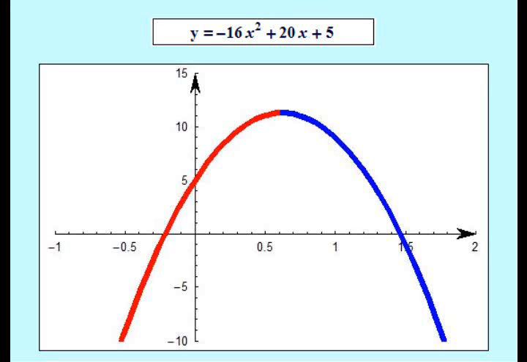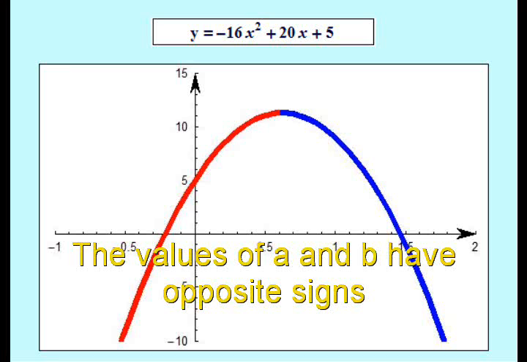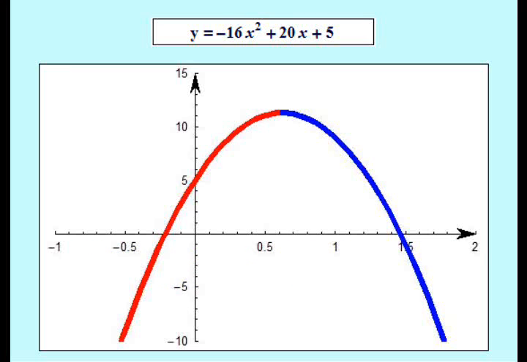Okay, looking back at the parabola, we know that it is concave down because the a value is less than 0. We also know that it shifts to the right because the values of a and b have opposite signs. That's about it for this equation. We covered everything that needed to get covered.